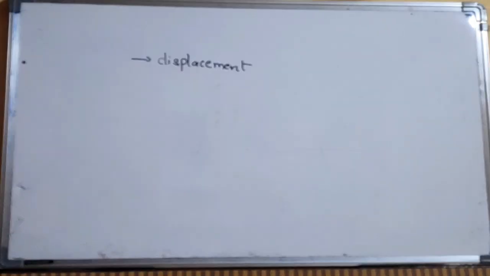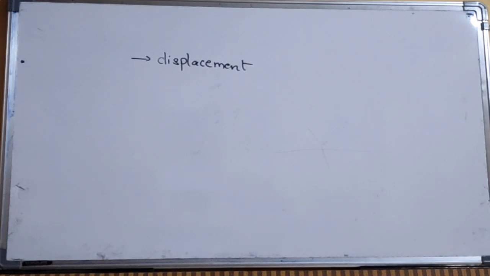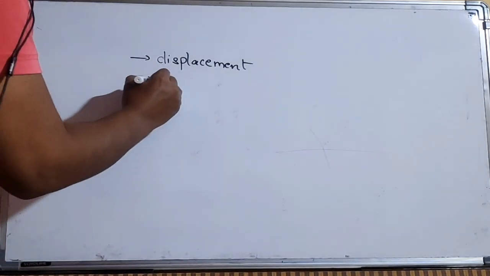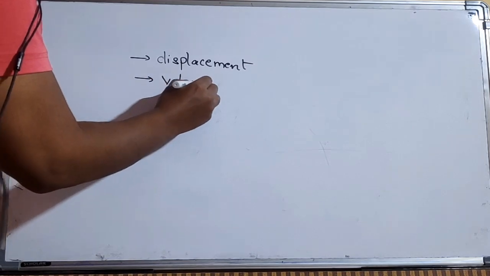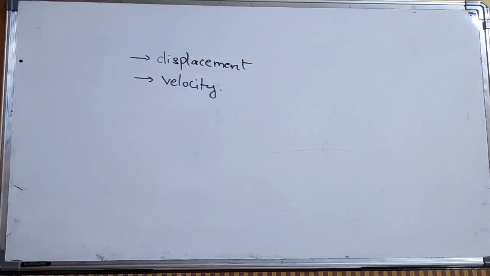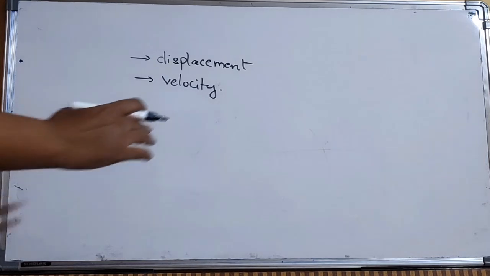Now displacement is directly associated with motion because when there is displacement, then only we can say that the object is in motion. Then the next quantity is velocity. When an object is moving, yes, it has some kind of velocity.